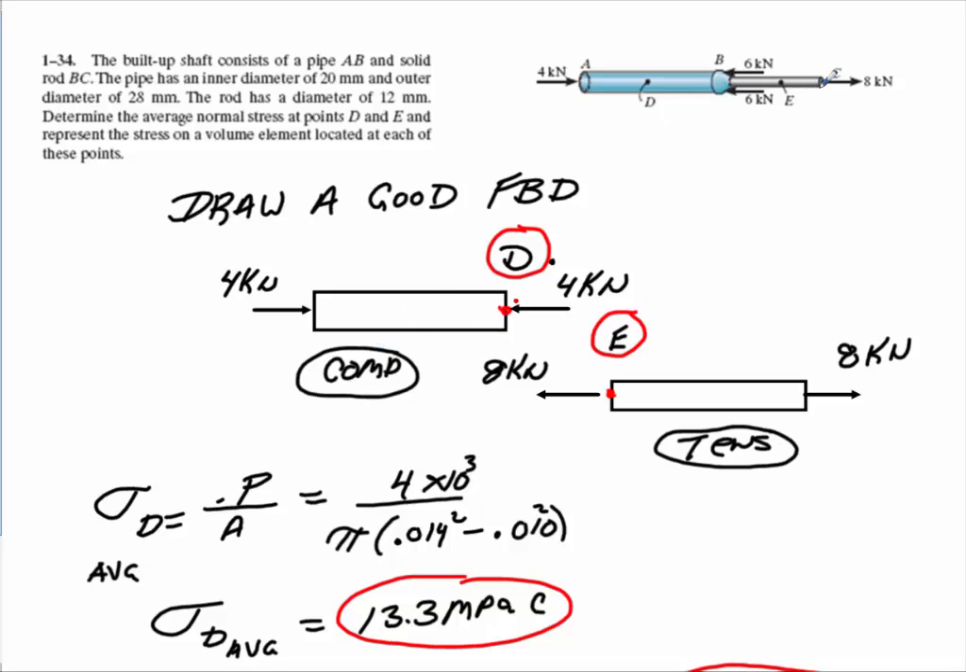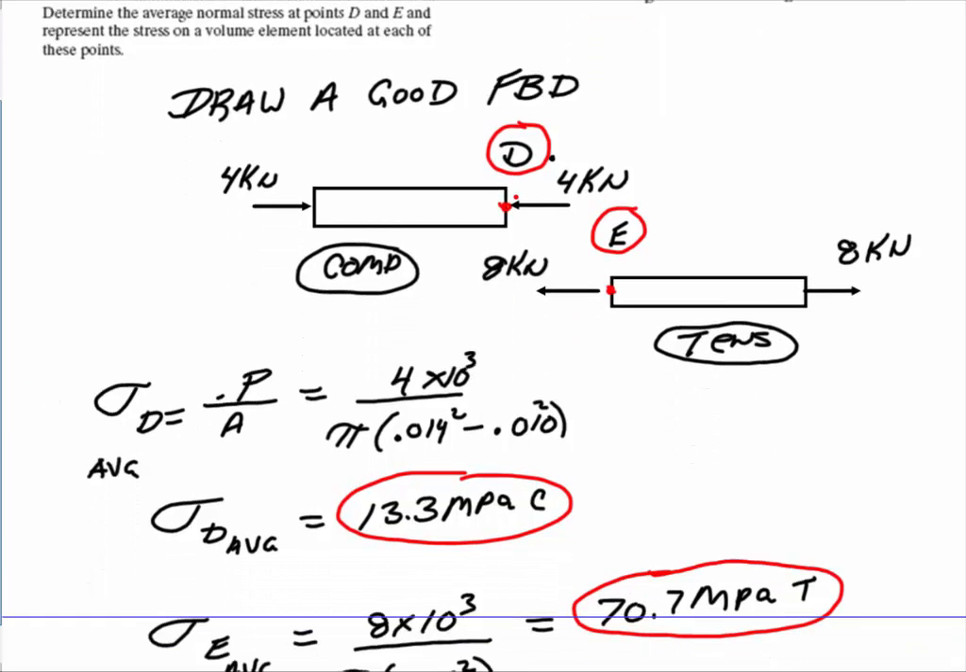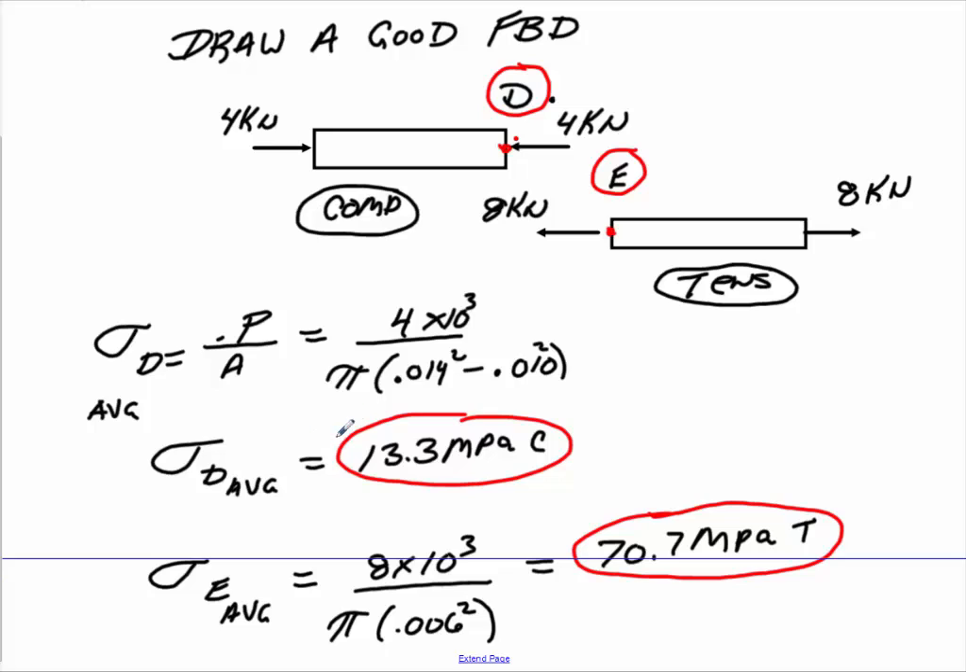Here I'm going to have 8 kilonewtons going to the right, so it has to be in tension because the arrows are going away. So all that you have to do on this one is P over A, and that's all I did here. I could find out what my average stress is. And remember, when you do P over A, you're getting average stress across that cross section. That gives you 13.3 megapascals at C. Sorry, it's D, not C. At D in compression, and 70.7 megapascals tension at this point here.